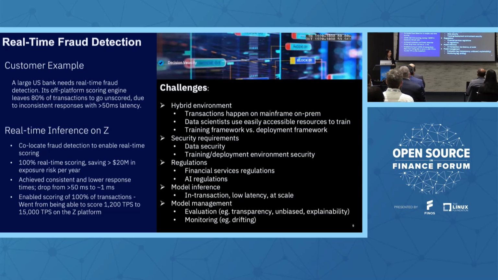So for this particular customer, what they did is collocate the fraud detection model on mainframe, so the delay was reduced from over 15 milliseconds to under 2 milliseconds. Then they could invoke the model for every transaction. This could save them, I believe, 20 million in risk reduction. Again, this is just one example.